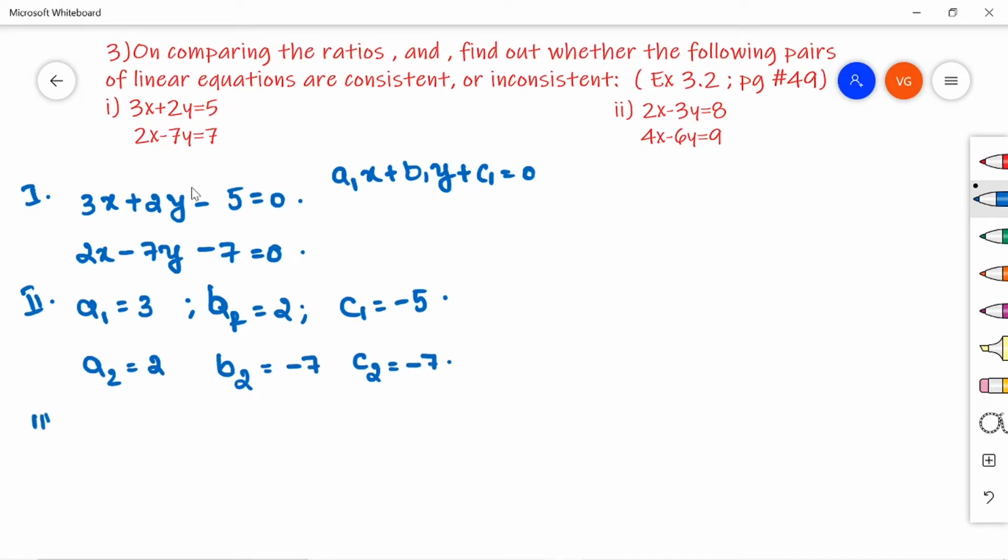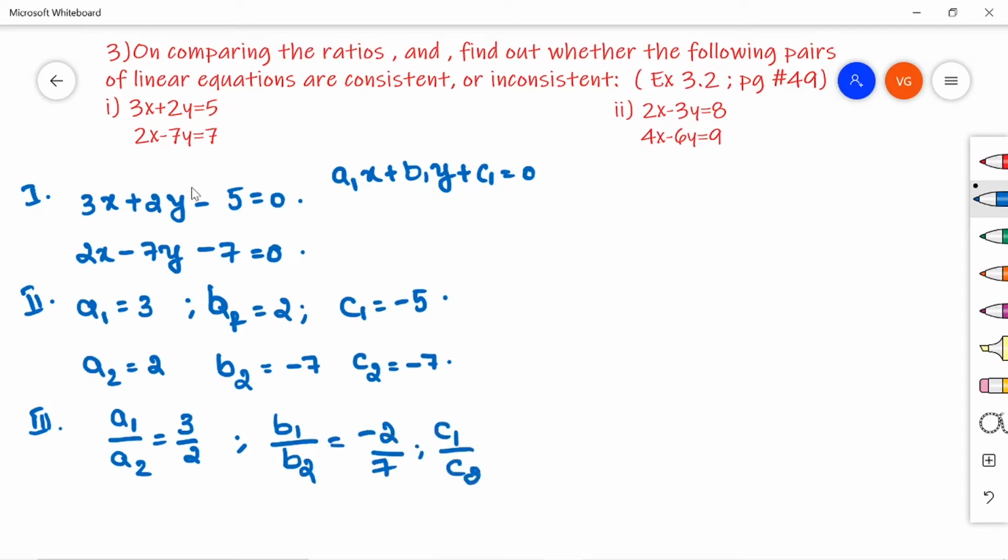Now compare the ratios. Find out the ratios first, then we can compare. A1 by A2 is equal to 3 by 2 and B1 by B2 is equal to 2 by minus 7. I am writing it as minus 2 by 7 and C1 by C2 is minus 5 by minus 7, that I can write as 5 by 7. Now here A1 by A2 is not equal to B1 by B2, right? This is 3 by 2 and this is minus 2 by 7. So I am writing A1 by A2 is not equal to B1 by B2.